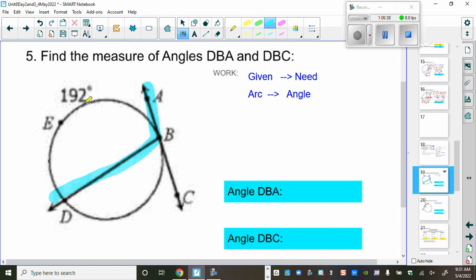All right. Given the arc, 192. If I want to go to this angle right here, DBA, what do I divide 192 by to get that angle? Divide by 2. What's 192 divided by 2? So 192 divided by 2 is 96. So boom, there's DBA.